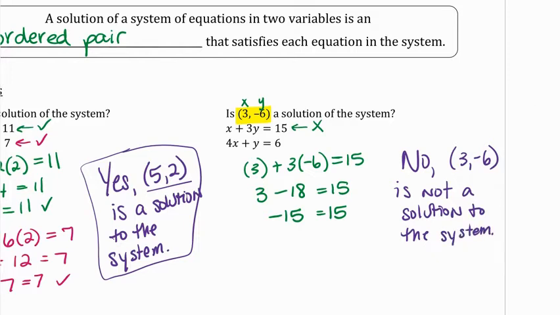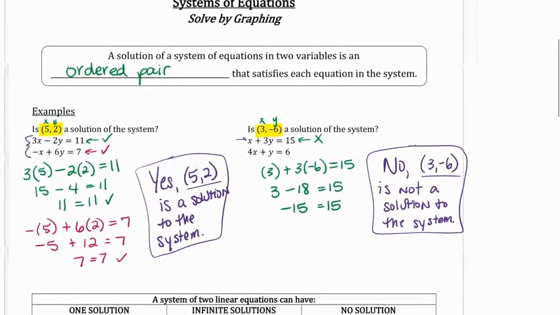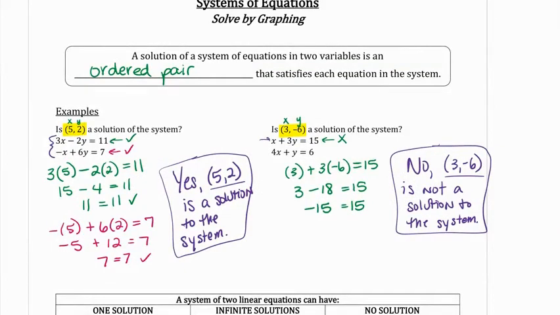Right? Sometimes you'll check the first one and it will work, and then the second one won't work. So that would also be a no. The only time you're going to say yes here is if it works for both equations. So this ordered pair, 3, negative 6, is not a point on this first line, so it can't be a solution. Okay, so that's how to check your solutions.